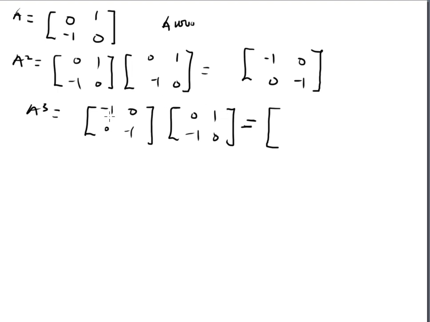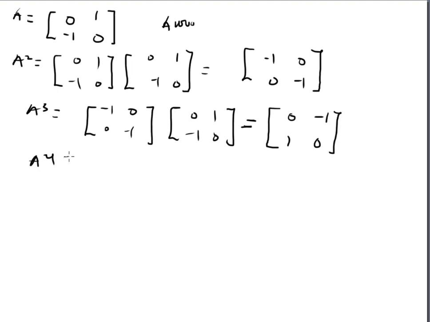Okay, so negative 1 times 0 gives us 0. 0 times negative 1 gives us 0. 0 times negative 1 times 1 gives us 1. 0 times 0 gives us 0. Now 0 times 0 gives us 0. Negative 1 times negative 1 gives us 1. Sorry, 0 times 1 gives us 0. Negative 1 times 0 gives us 0.